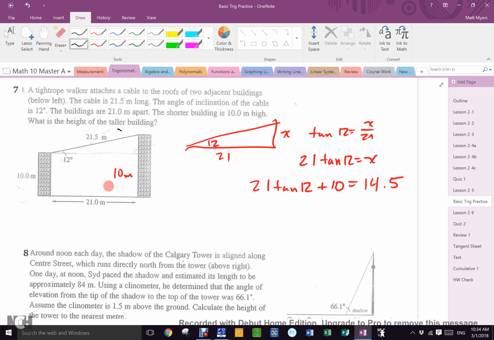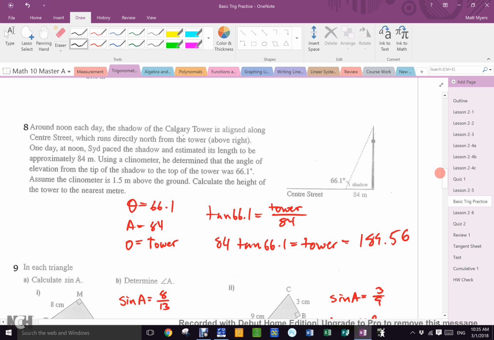Does everybody understand what I did there? If this was 10, then this was 10. So once I found that little bit, which was right here, I added the 10 to it to get 14.5. All right? Next question. And this is what trig is used for, okay?